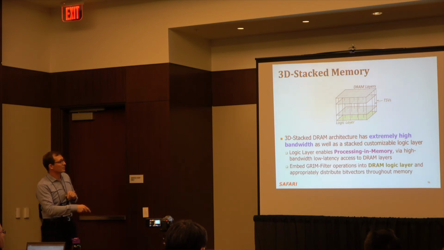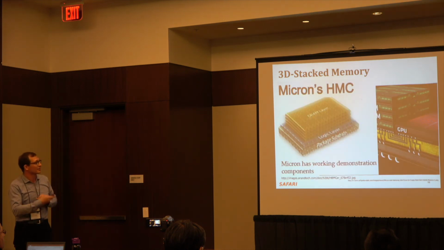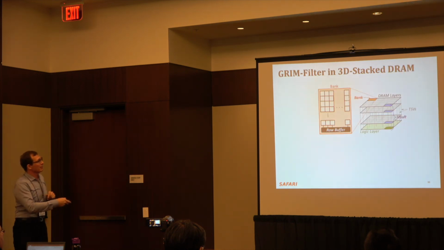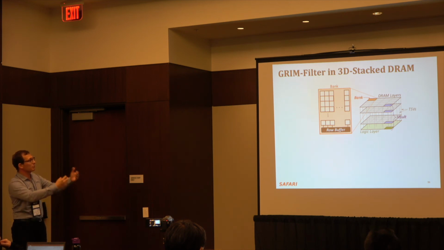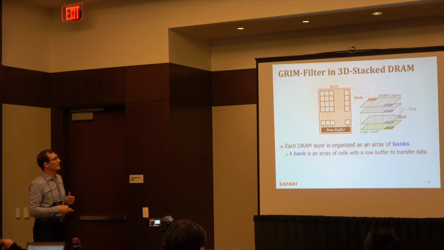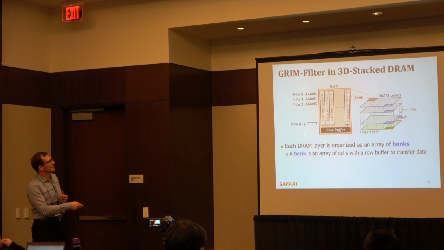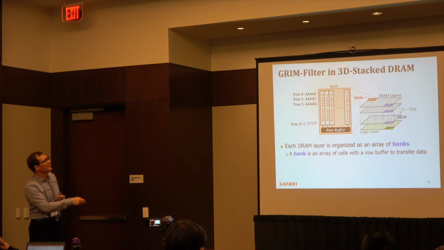To be able to do that, we need to appropriately distribute the bit vectors throughout the memory. How we do that is the key here. We want to lay out the bit vectors in a bank such that we can process many bit vectors in parallel. This is how we lay out the bit vector. This is the bit vector for bin 0, and then bin 1 here, bin 2 here. We lay them out in the columns of the bank, and the rows tell you which token you're searching for.